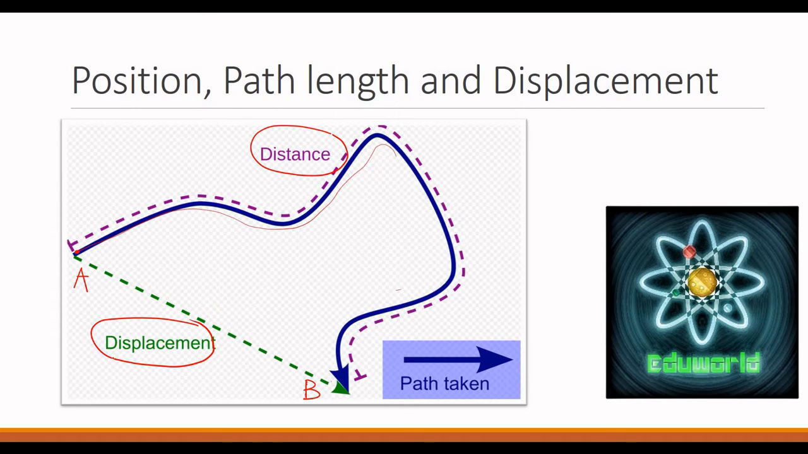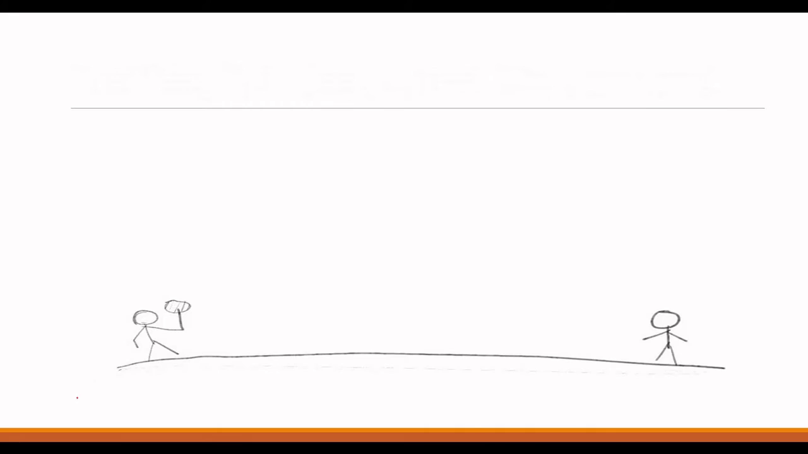But what is displacement? Displacement is the shortest distance between A and B. Okay, and this displacement is a vector, but distance is a scalar. So displacement is a vector and distance is a scalar. This is to remind.